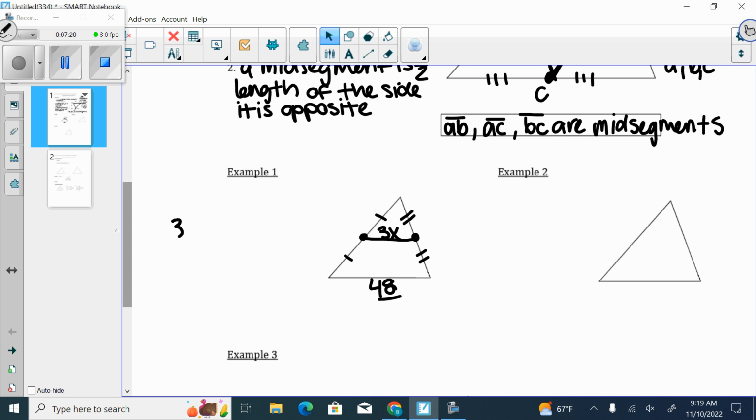So I could say that 3x is equal to half of 48. Or I could say 2 times 3x equals 48. Either one would work. All right, what is half of 48? Good. So I have 3x is equal to 24, so x must be 8.